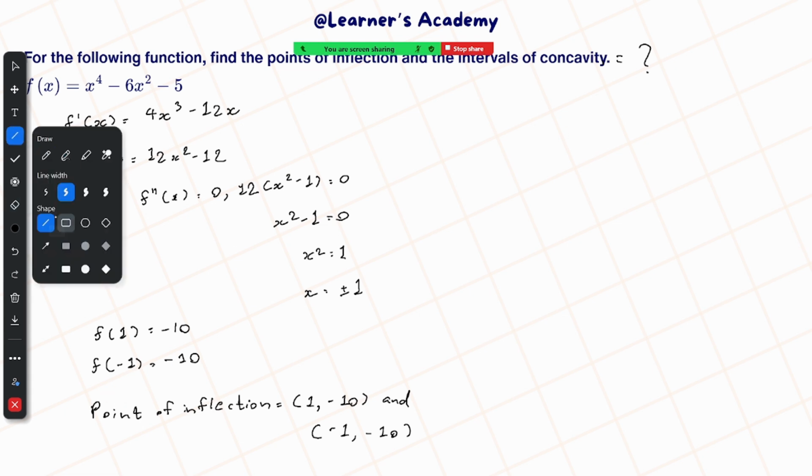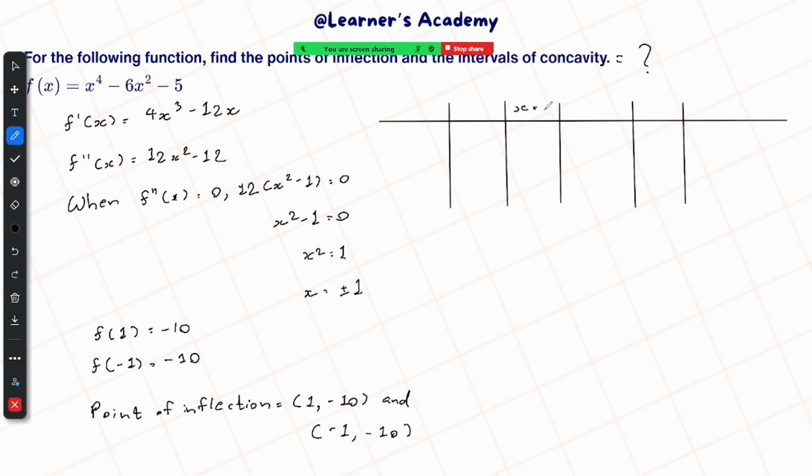So let's draw a table with x equals -1, which we write as a point of inflection, and then x equals 1. Then we use the domain: before the point of inflection x equals -1, on the left side we have -infinity to -1, then the actual point x equals -1, afterwards from -1 to 1, then the point of inflection at 1, and after that on the right side 1 to infinity. Then we have the second derivative of f of x, and then the first derivative.